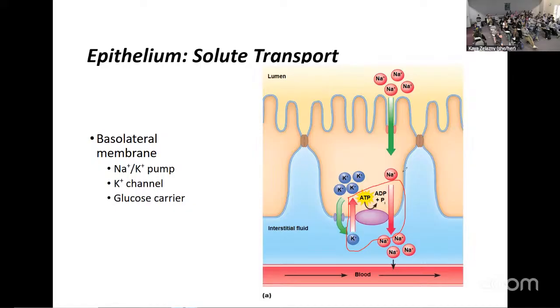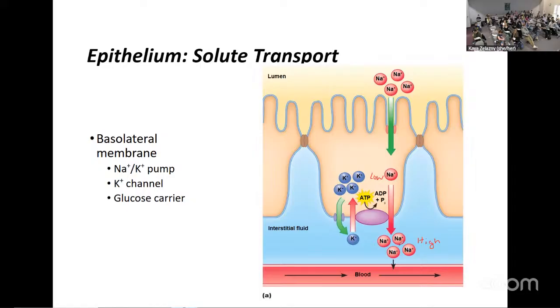Okay? And this pump is doing primary active transport because it's directly using the ATP. Right, so we can see in this case, for example, we're moving sodium from an area where we don't have much sodium to an area where we have a lot of sodium. Right, so what we're observing is that sodium in this case is going from low concentration to high concentration.